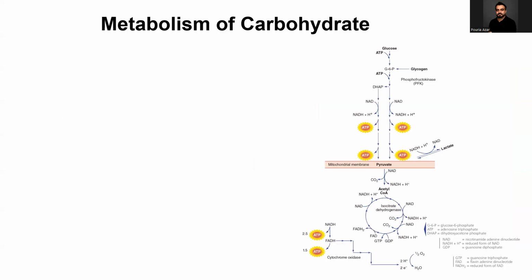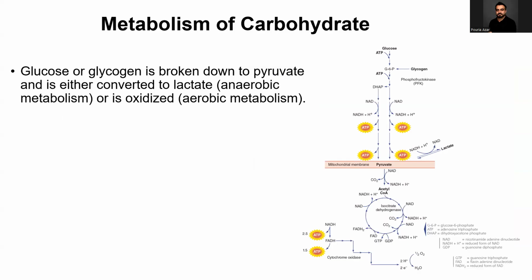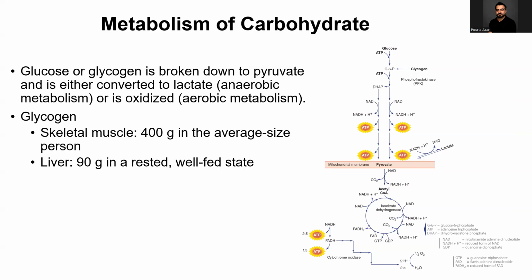We already talked about glycolysis and the oxidative system in previous chapters, so I'm not going to talk about that here. But remember, glucose or glycogen is broken down to pyruvate, and the pyruvate can be converted to lactate or oxidized. So we have anaerobic metabolism and aerobic metabolism. And regarding the glycogen, skeletal muscle contains 400 gram and liver 90 gram of glycogen.